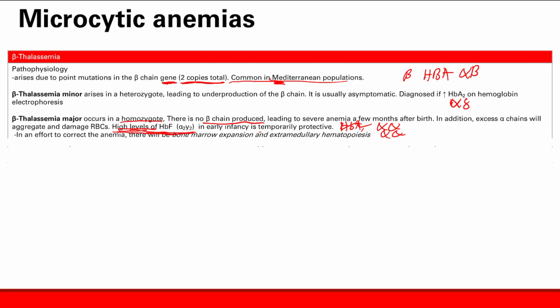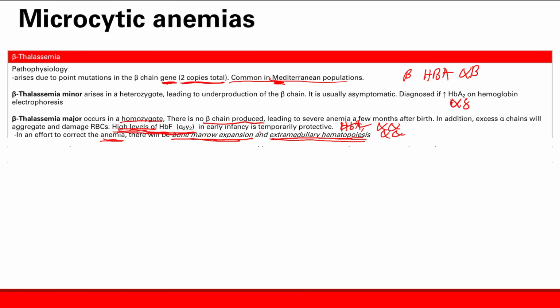Now, in an effort to correct the anemia, I just told you there's severe anemia a few months after birth. To correct it, your bone marrow is going to work extra hard. It's going to get bone marrow expansion. And you're also going to try to make more red blood cells extramedullary. That's in the liver and the spleen. You can also make red blood cells there.